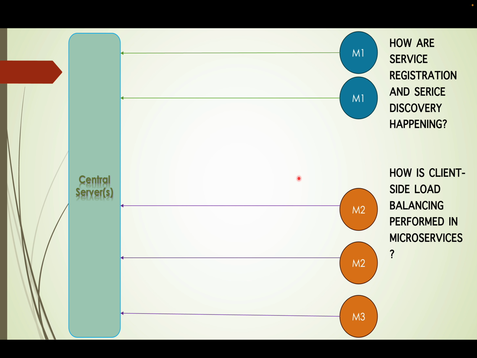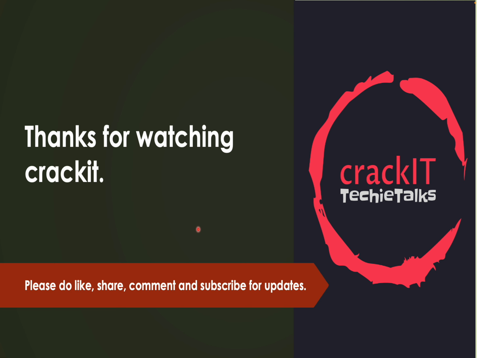Even though this concept is really difficult to explain, with coding it is very easy with Spring Cloud. In our next video we'll see how we can implement all of this in code. We'll meet soon in the coding session of service discovery, service registration, and load balancing.